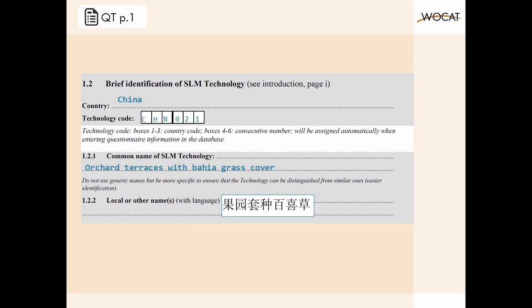Do not use a generic name as a common name or title. Be more specific to ensure that the technology or approach can be easily identified and distinguished from similar documentations.